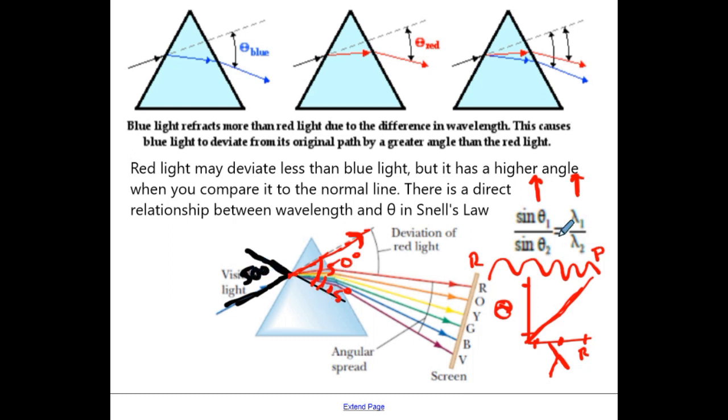So what ends up happening is a higher angle happens because of a higher wavelength. A lower angle happens because of a lower wavelength. There's a direct relationship there. And it's an inverse relationship with your n value. If the n value increases, your angle decreases, your velocity decreases, and your wavelength decreases.